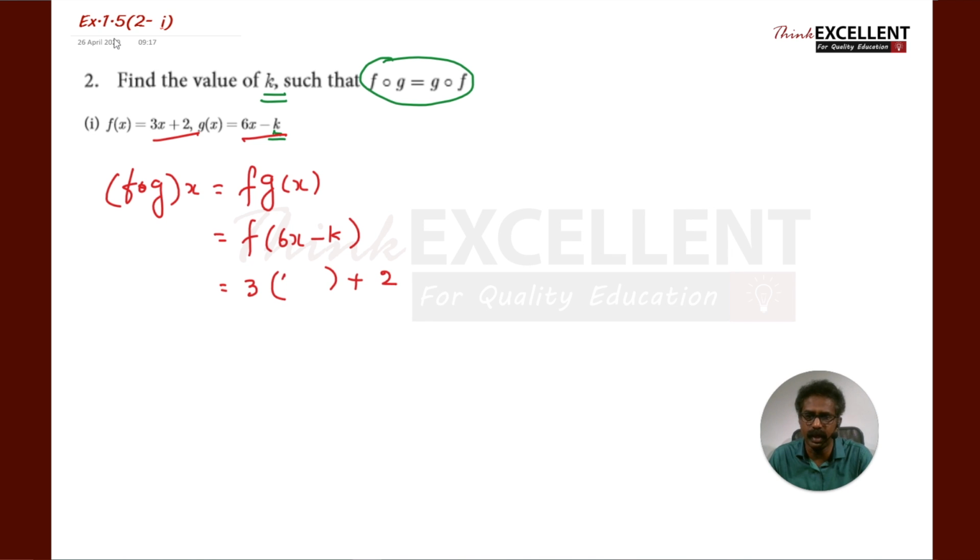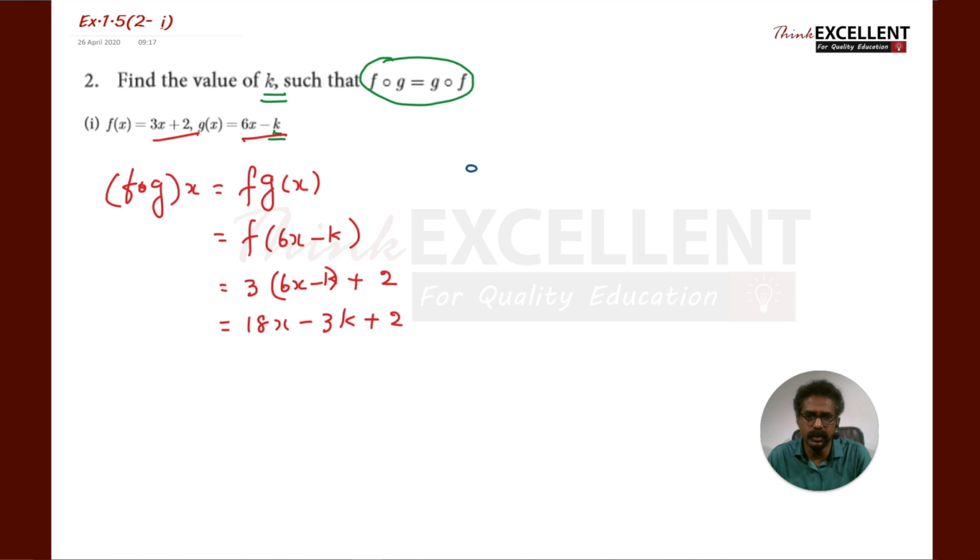Instead of x, you write the value. What is that? 6x minus k. Expand it. So 3 6s are 18x minus 3k plus 2. Can you simplify this? No, right? You cannot cancel anything because there are no like terms. So this is F composition G.